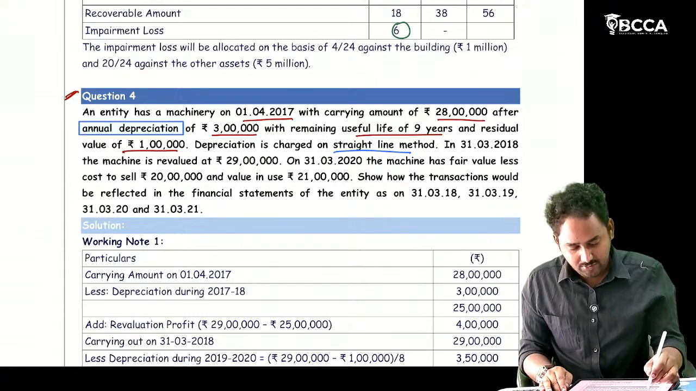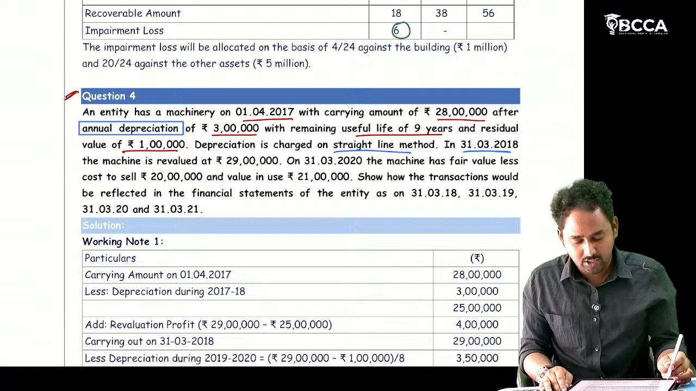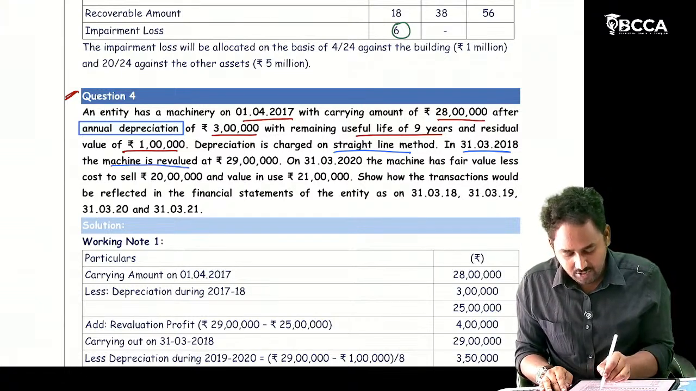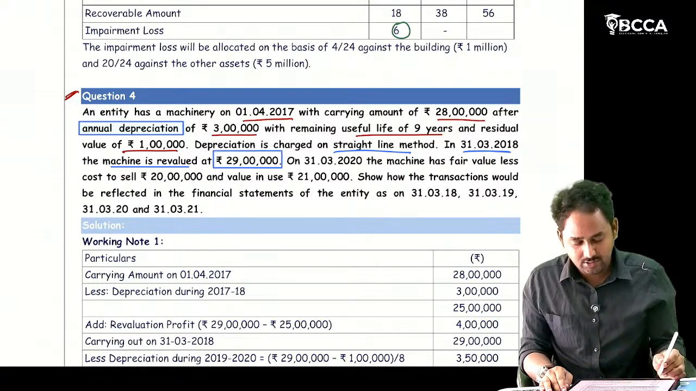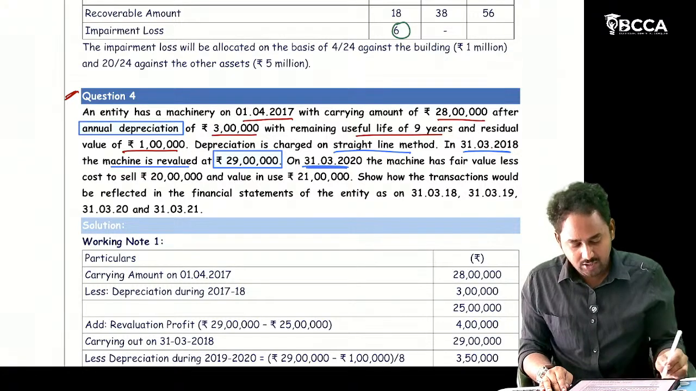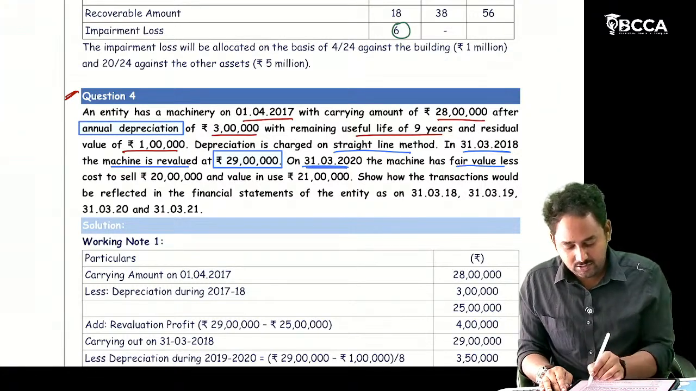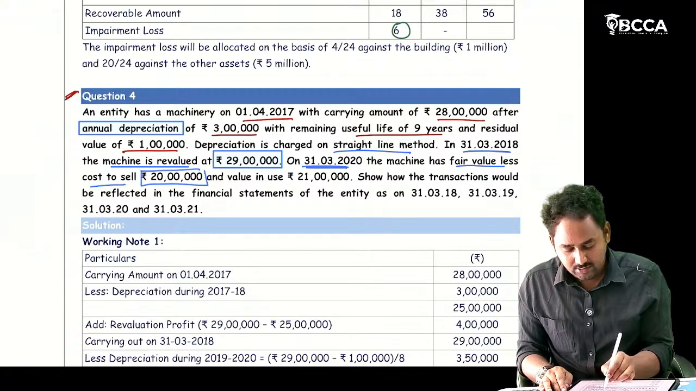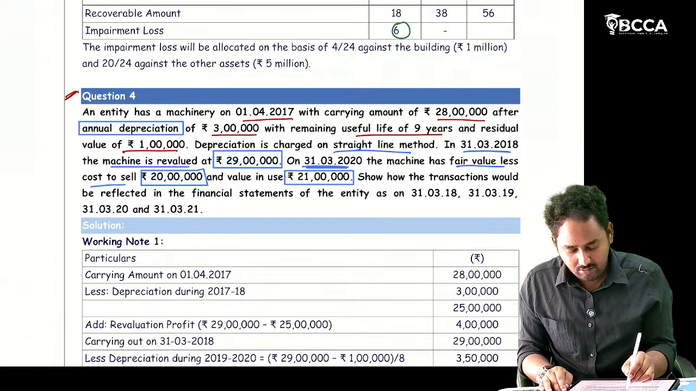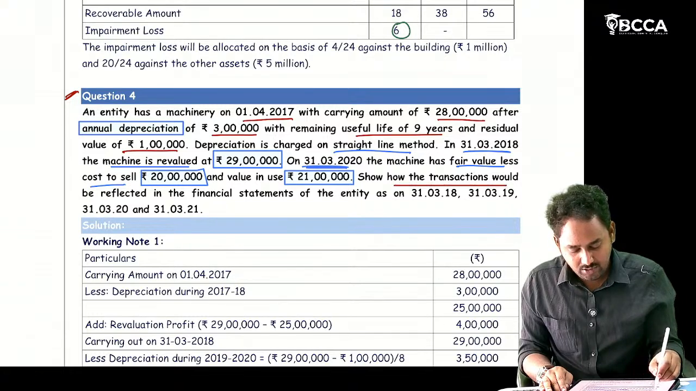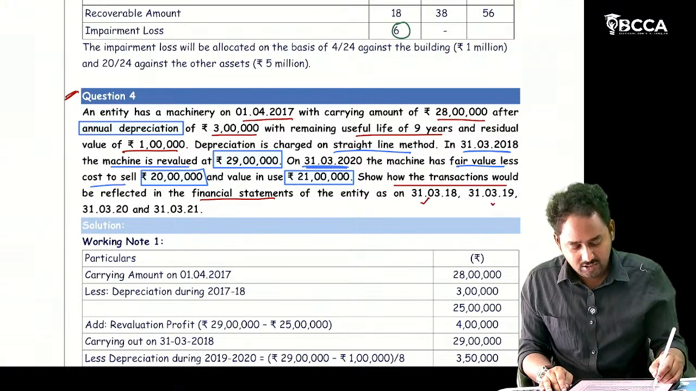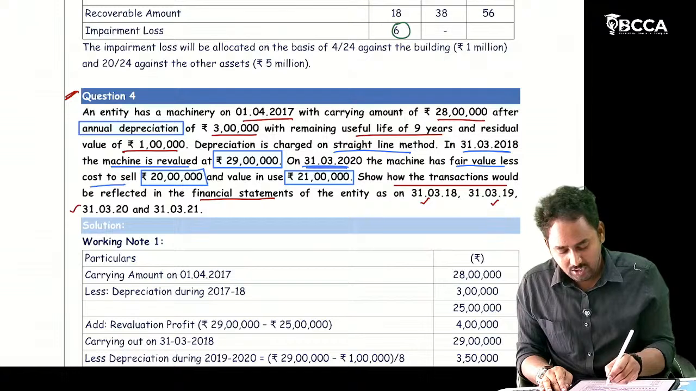So on 31st March 2018, the machine is revalued at 29 lakh rupees. On 31st March 2020, the machine has fair value less cost to sell of 20 lakhs and value in use of 21 lakh. Then show how the transactions would be reflected in the financial statements of the entity for 31st March 18, 31st March 19, 20 and 21.